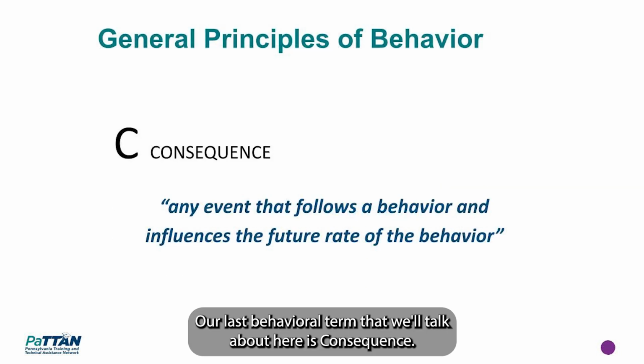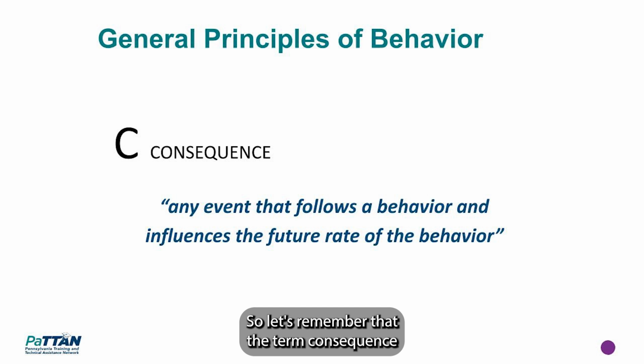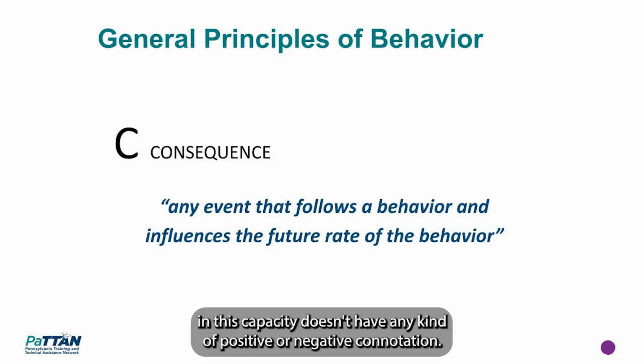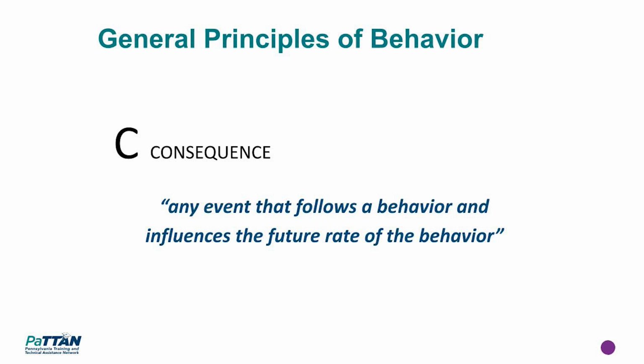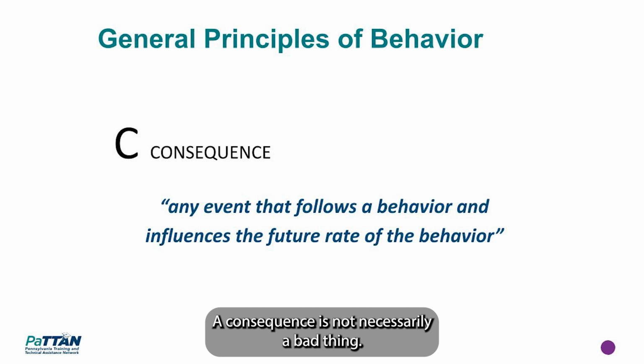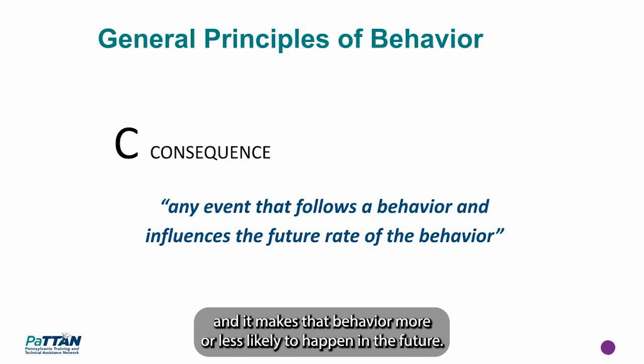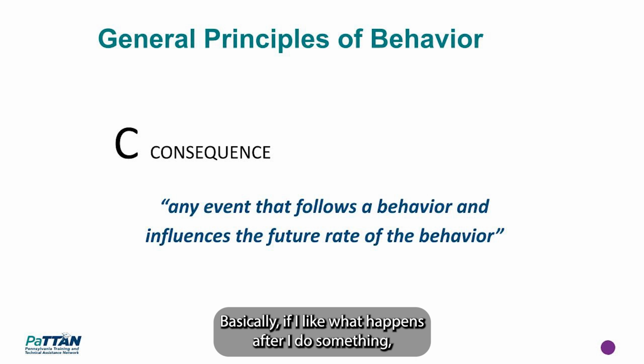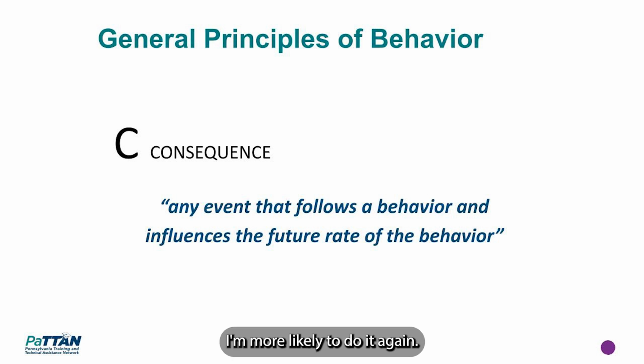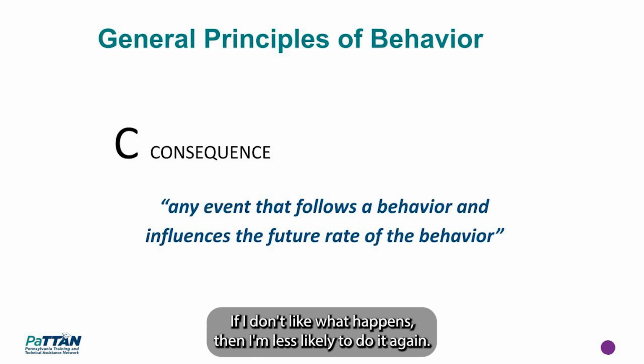Our last behavioral term that we'll talk about here is consequence. Let's remember that the term consequence in this capacity doesn't have any kind of positive or negative connotation. A consequence is not necessarily a bad thing. A consequence is simply an event that happens directly after a behavior, and it makes that behavior more or less likely to happen in the future. Basically, if I like what happens after I do something, I'm more likely to do it again. If I don't like what happens, then I'm less likely to do it again.